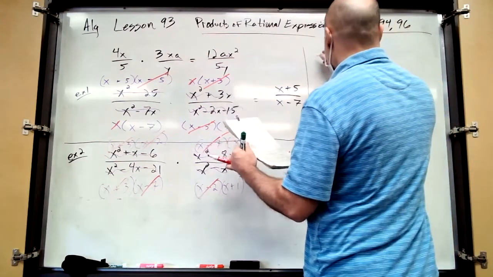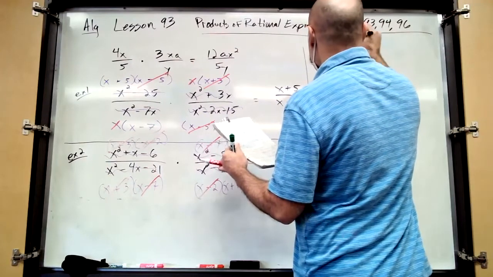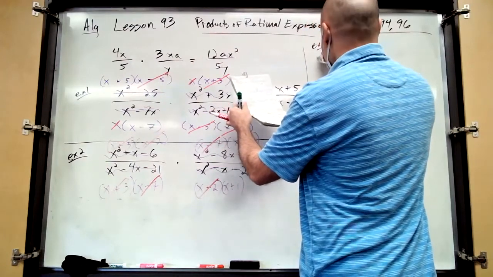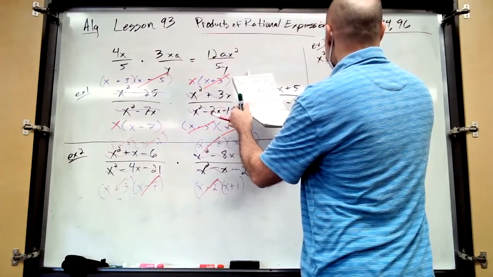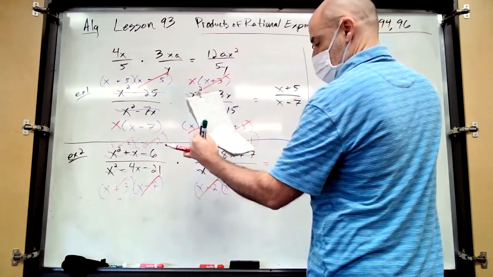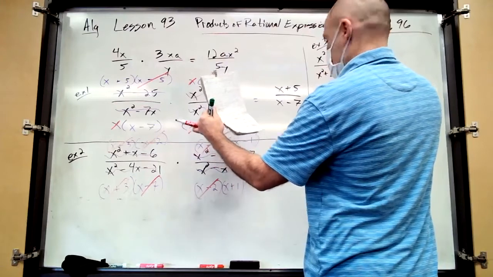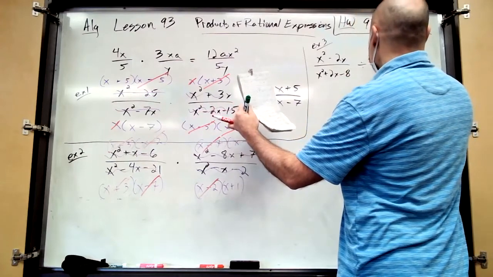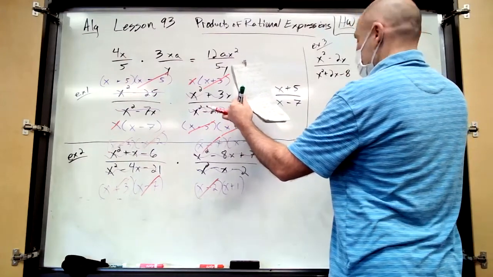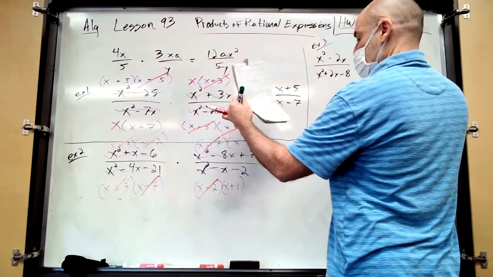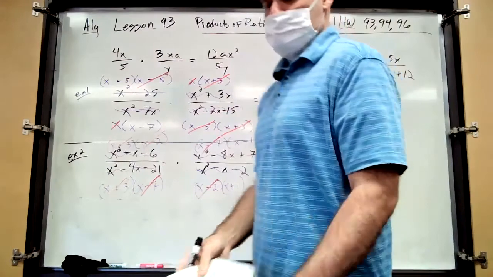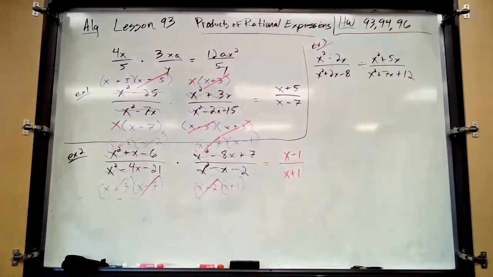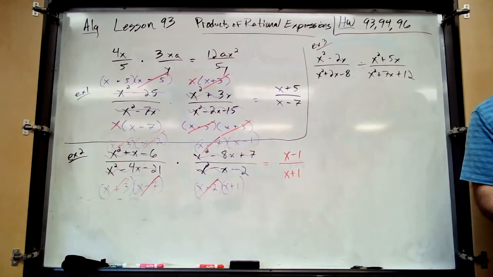Let's try example 3. You can kind of squeeze it over here. X squared minus 2x all over x squared plus 2x minus 8 divided by x squared plus 5x all over x squared plus 7x plus 12. Okay, first step, copy dot flop. So you could rewrite it if you wanted to, or you could do this.